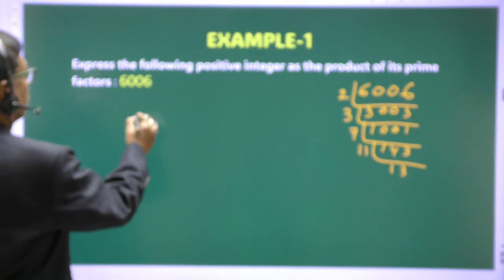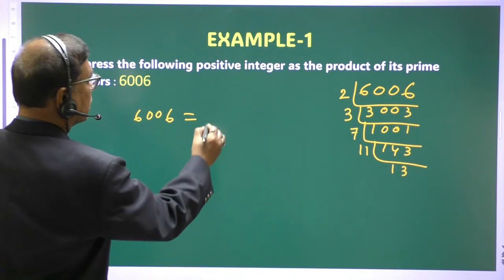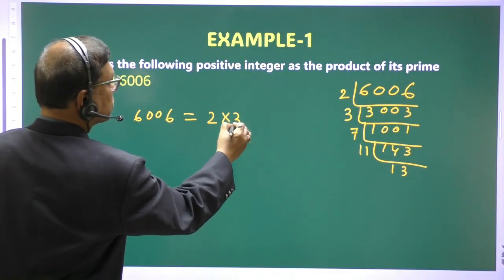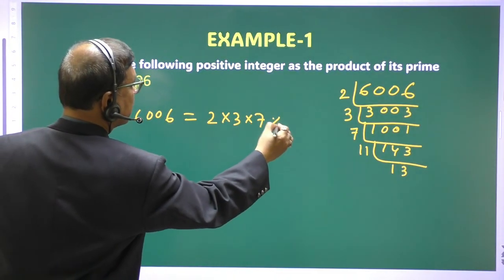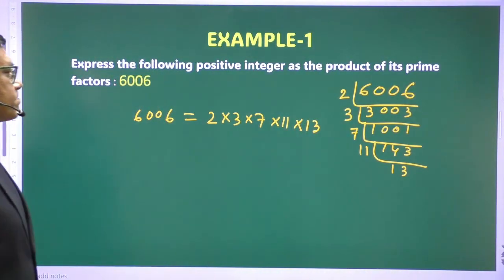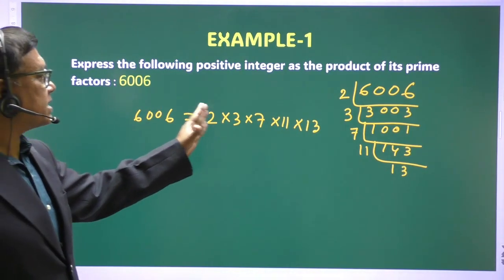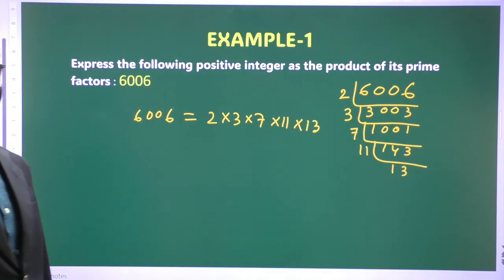So 6006 equals 2 into 3 into 7 into 11 into 13. 6006 is expressed as the product of these prime numbers. Clear?